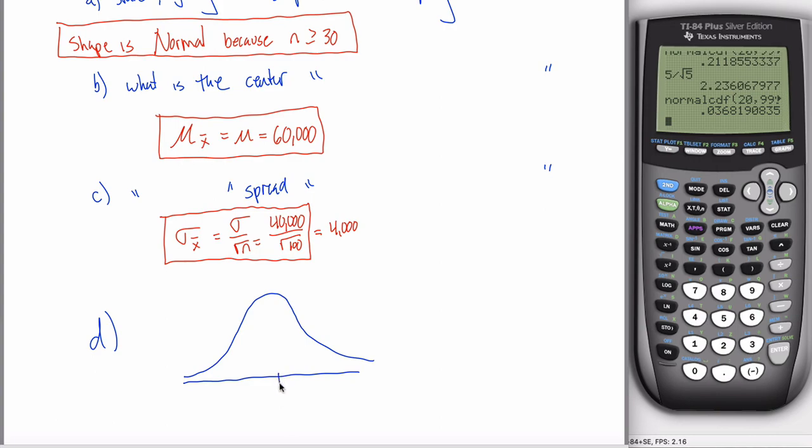So here's my distribution. I could put the center, mu sub x bar, in the middle here, 60,000. If you felt like it, you could count up and down. Just don't do it by 40,000s. Do it by 4,000s. Because this is the sampling distribution.